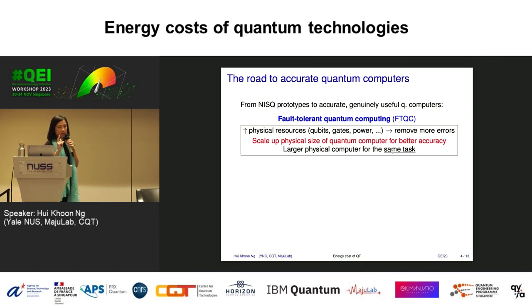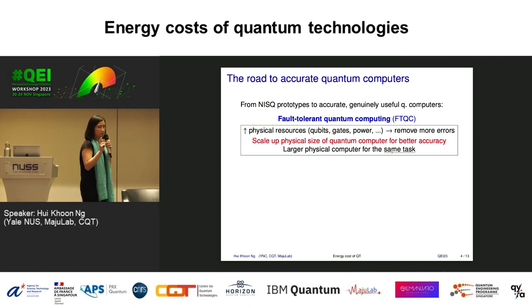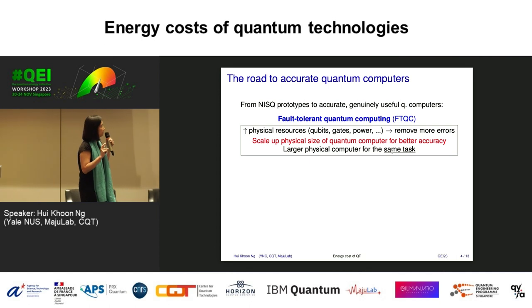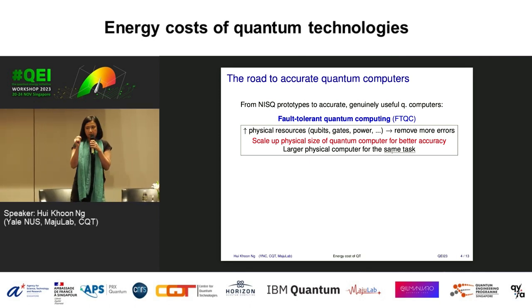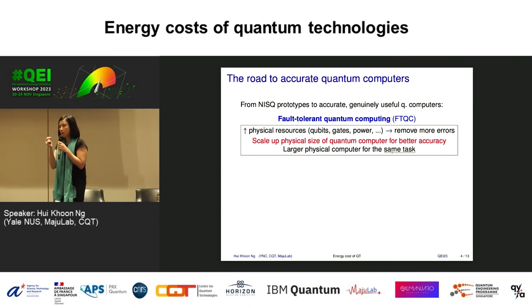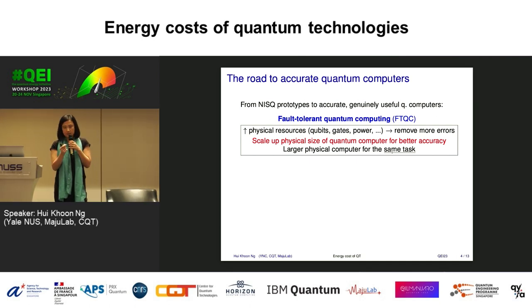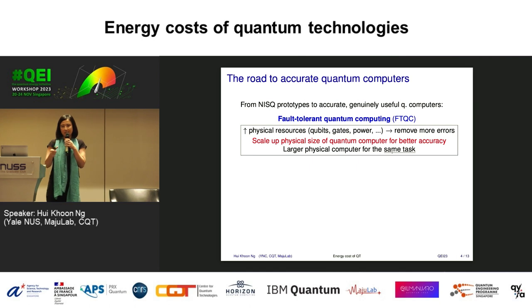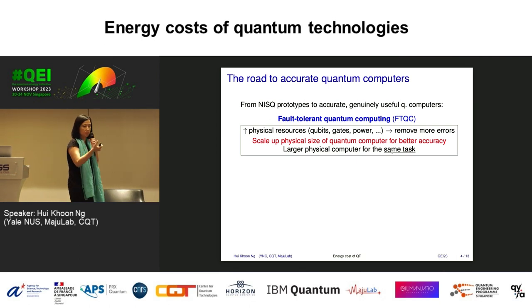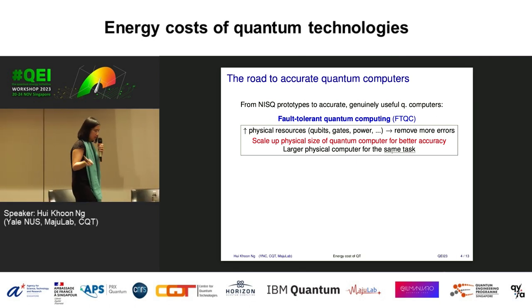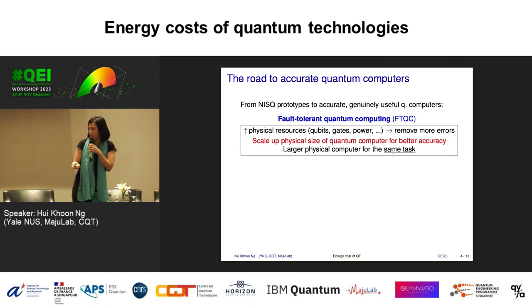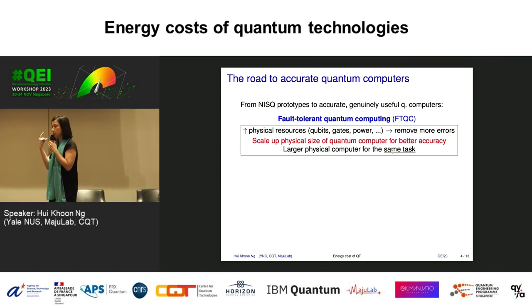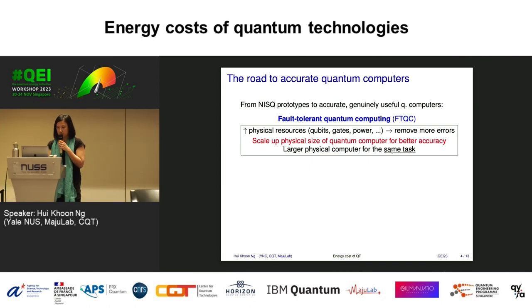Okay? So I'm talking here not about scaling up the problem size. This is one thing I want to emphasize. I'm talking about for the same problem, for the same task you want your quantum computer to do, you want to increase the accuracy, what you need to do is scale up the physical size of your quantum computer. Because you want to be able to do more error correction, remove more errors, hence you need a lot more investment of physical resources. So for the same problem size, you want it to be more accurate, you put in more resources.